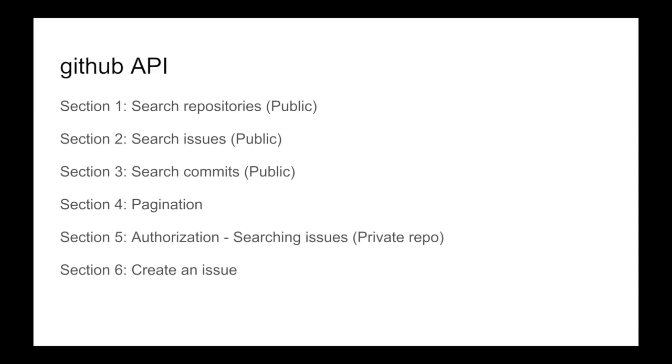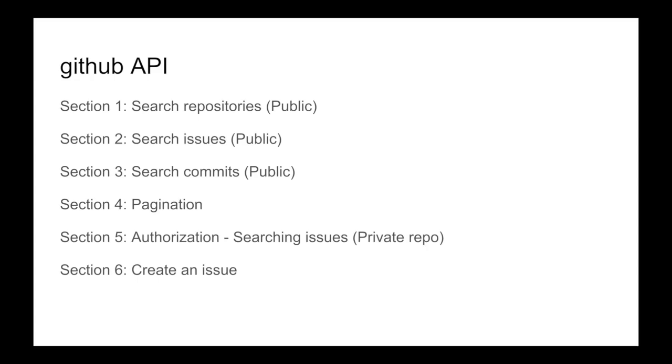Section one, the first thing we're going to talk about is how we can search repositories using the GitHub API. This is just the public way, without any authentication. Publicly available repositories, how can I search them? And obviously, we're going to use JavaScript, because it's one of the greatest languages. You don't have to install anything, it's literally in your browser, so you can use it immediately. But obviously you can use any language to hit that API. So search repository, that's the first section.